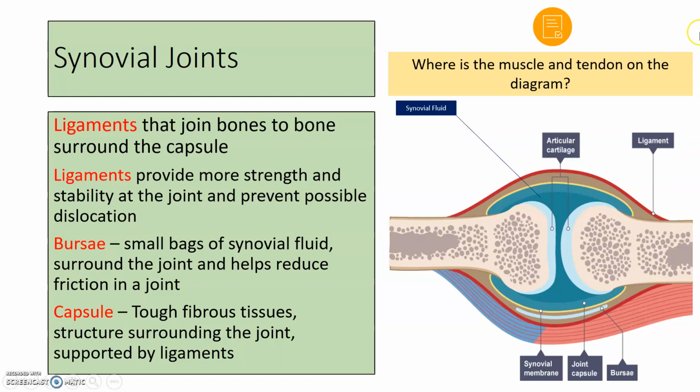So you can see here that red lining attaches one bone to the other, and same below here as well. So ligaments are crucial in ensuring that bones can link together. And ligaments provide that strength, that stability at the joint. So it helps to prevent dislocation.